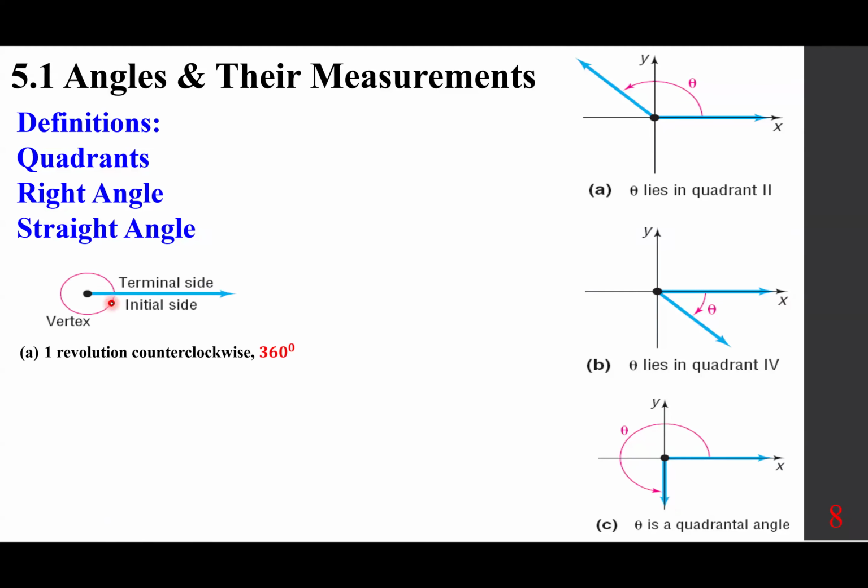If the initial side and the terminal side are the same ray, that means we've gone 360 degrees, one complete revolution, counterclockwise, 360 degrees.